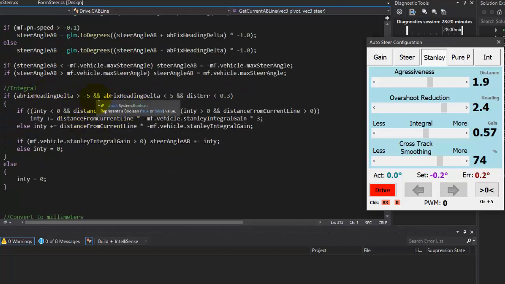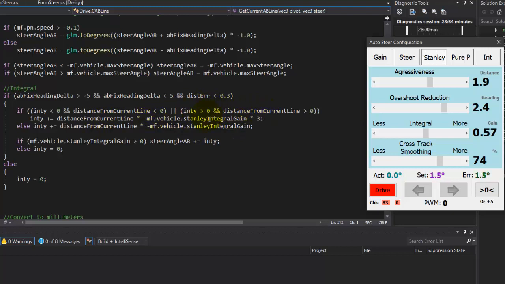And now the integral term, if our fixed heading delta is less than 5 degrees, or greater than minus 5 degrees, and our distance error is 30 centimeters away from the line, then we can start to add up some integral term. And so then this is a little bit sneaky. So remember I was saying about if we're already over on the other side of the line and we're steering the wrong way, well, then our integral term needs to decrease very quickly.